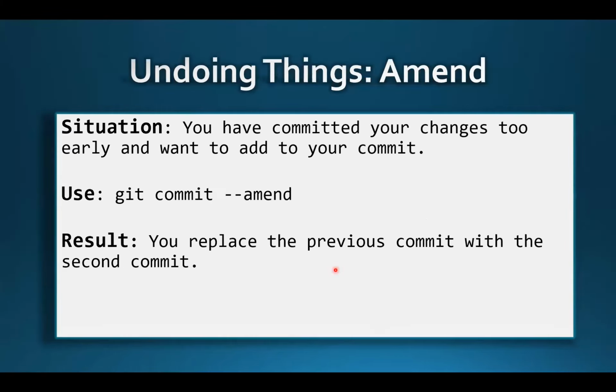The last undo is amend. So the situation is you've committed your changes too early and you want to add to your commit. And you're going to use commit again with the --amend flag. And it will replace the previous commit with your current second commit, and it treats it as a whole new commit. This is most often used so you don't pollute your Git repository with small changes. Say you forgot to rename a file or you forgot one simple change.